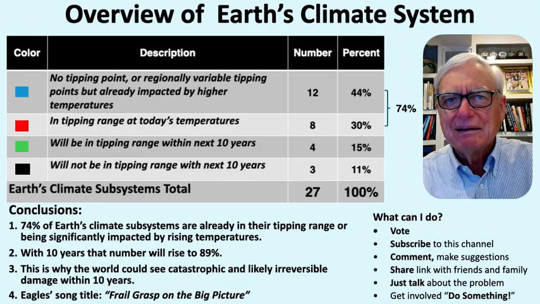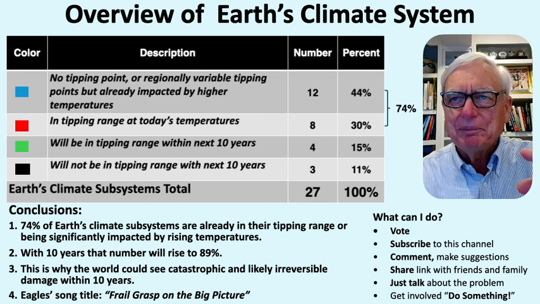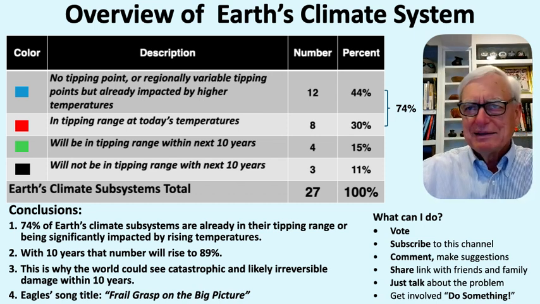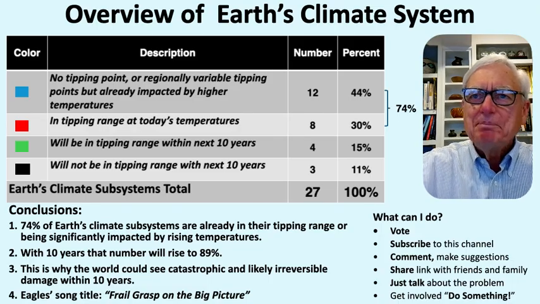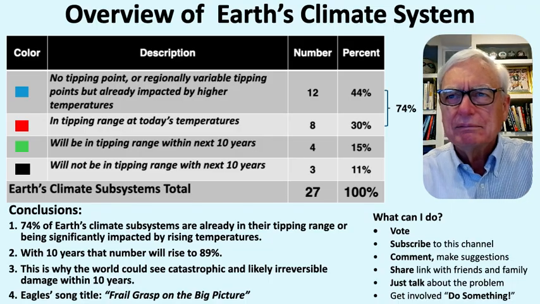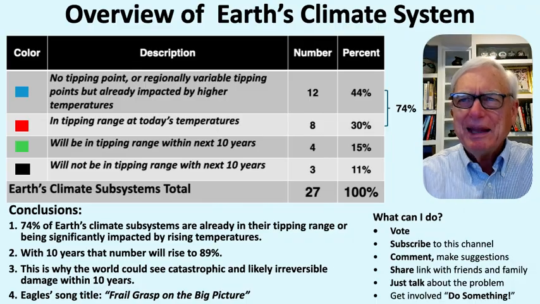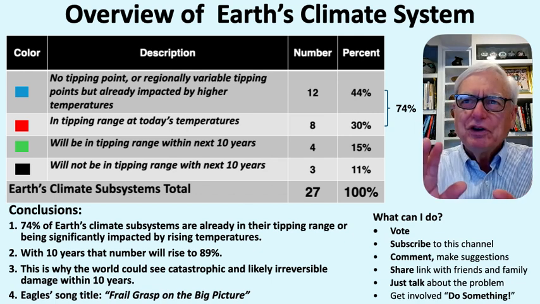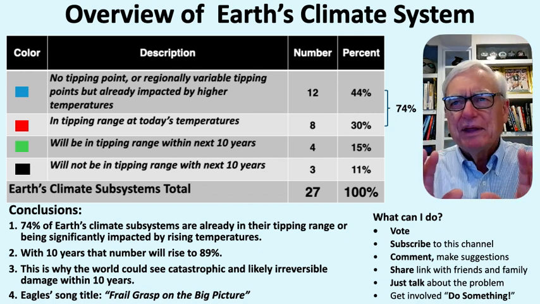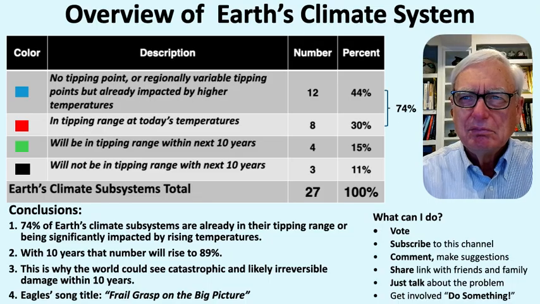Now we have another 8 that have already hit their tipping range. So that gets us to 74% of Earth's subsystems already being impacted by or in their tipping range today. Now, if we go within the next 10 years, we'll add another 4. That brings it to another 15%. That means 89% of Earth's subsystems will be within their tipping range. That's kind of frightening.